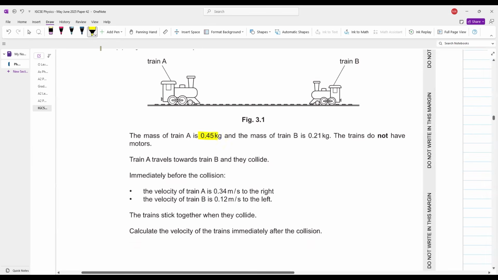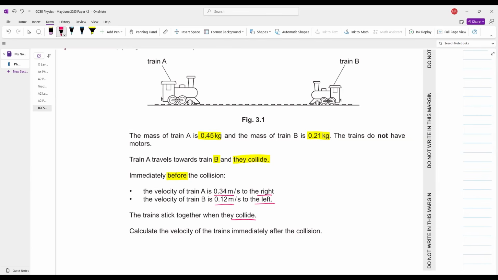The mass of train A is 0.45 kg. The mass of train B is 0.21 kg. The trains do not have motors. Train A travels towards train B and they collide. Before the collision, the velocity of train A is 0.34 meters per second to the right, and the velocity of train B is 0.12 meters per second to the left. The trains stick together when they collide. Calculate the velocity of the trains immediately after the collision.